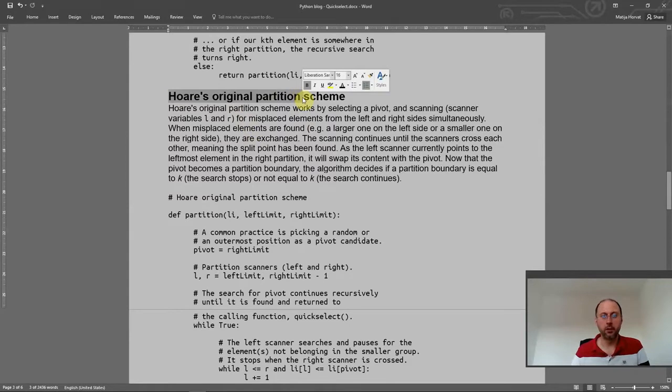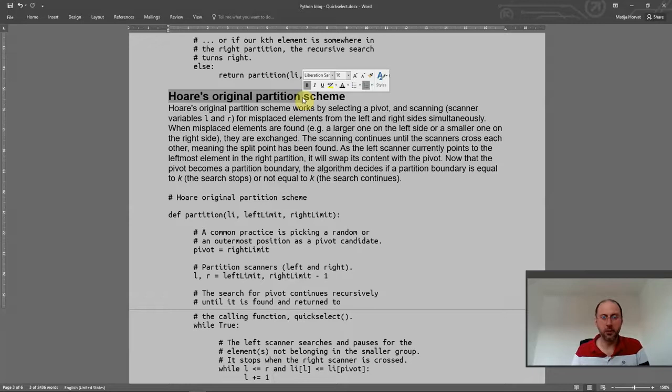Furthermore, let's skip to the Hoare original partition scheme. Similar to the Lomuto partition scheme, the Hoare partition scheme also uses two scanner elements. The rightmost element is declared a pivot, again by choice, and the two scanner elements this time are called L for left one and R for right one, as you'll see in the code, and they systematically form the partitions by scanning from left to right simultaneously. So please make a distinction.